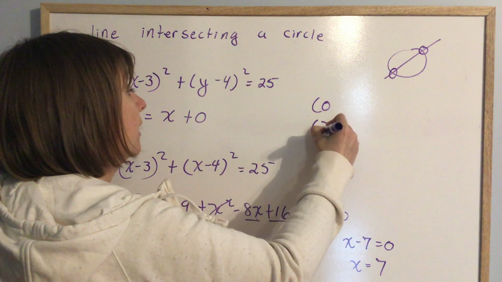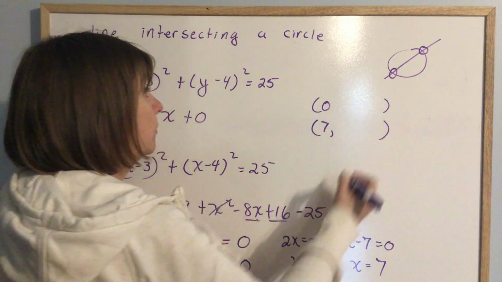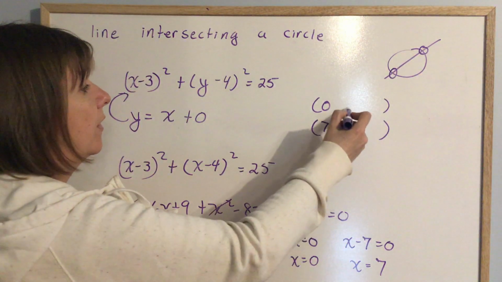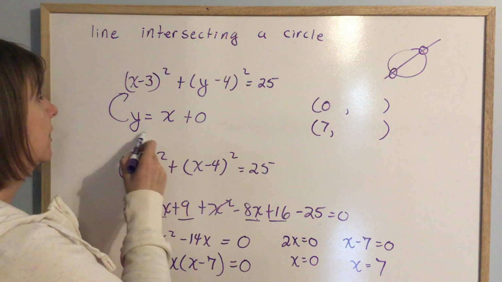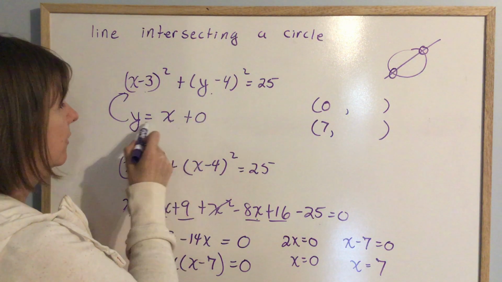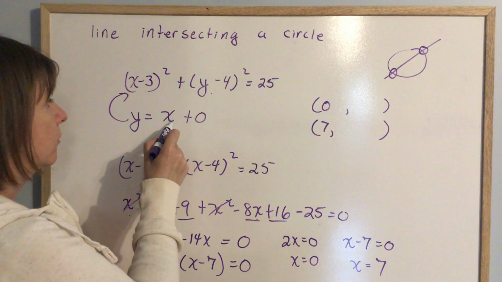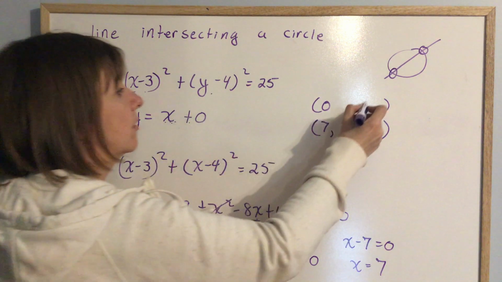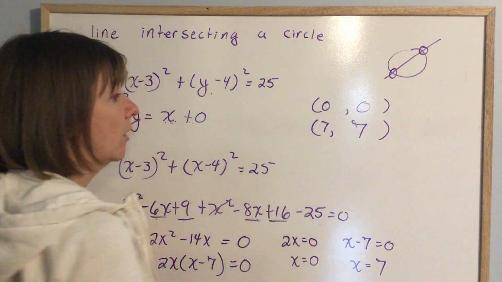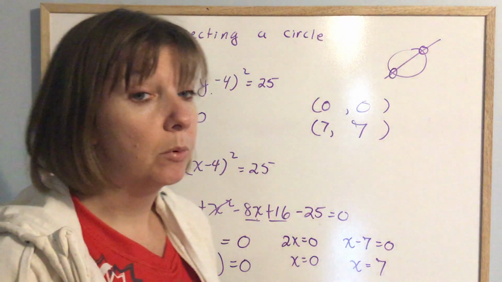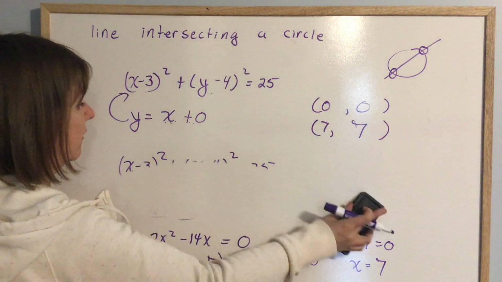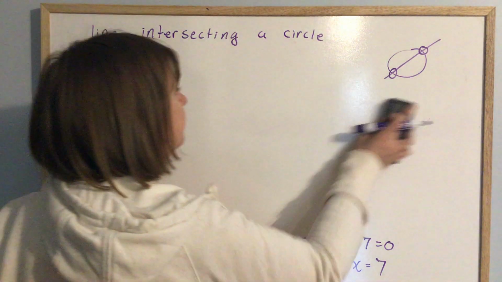So 0 and 7 are the 2 places where the line crosses the circle, so you need the y value. So you go back, and you can either go back to here, or you can go back to here. I'd go back here, it's easier. If my x is 0, y is equal to 0 plus 0, that's 0. And y is equal to 7 plus 0, so that's 7. So those would be the 2 points. So that is the first type of question.